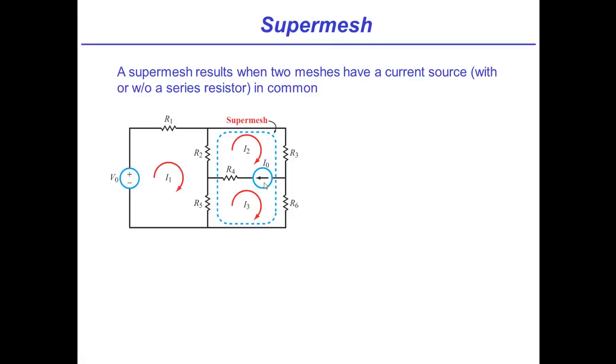Well, we know the current, but we don't know the voltage, which causes a problem for KVLs. That's right. We can't write a KVL around I2 or I3 simply. We just can't write it. And so we're going to have to come up with a way of dealing with it, just like we did with nodes.